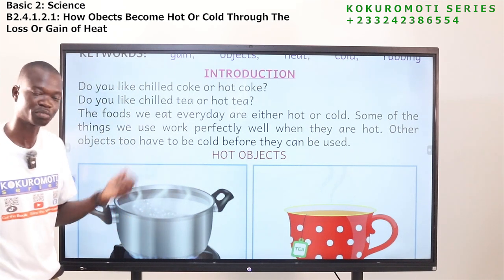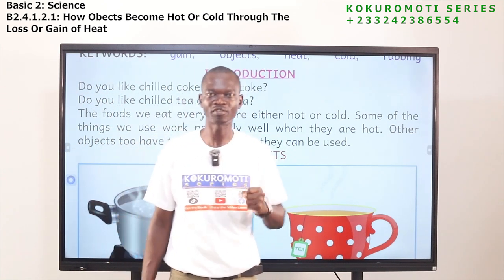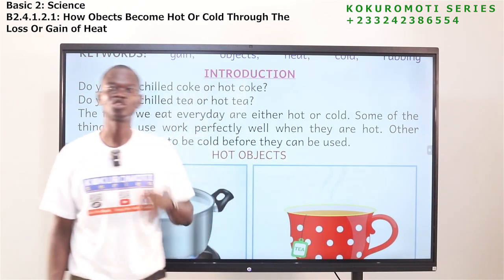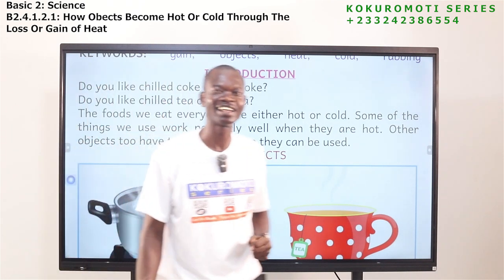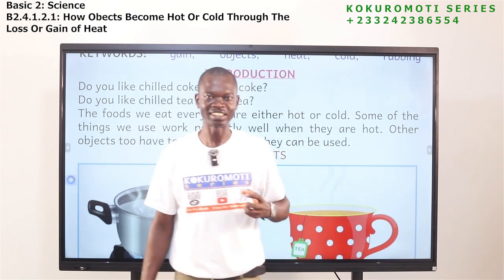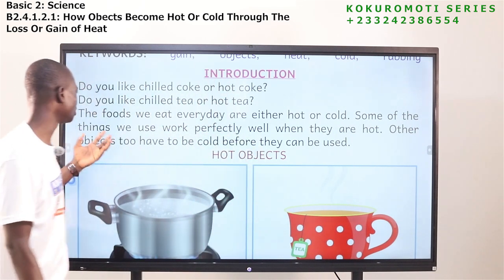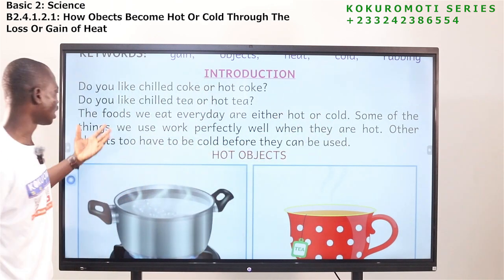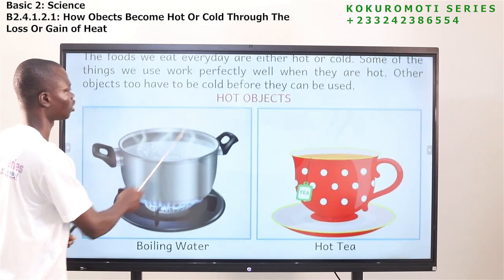For example, before the iron can work perfectly for you to be happy, it needs to be hot, right? You have Fanta. You want to enjoy the Fanta. Before you can enjoy the Fanta and feel happy within, you need to chill it. It needs to be cold, right? So we are saying that some of the things that we use work perfectly well when they are hot. Others too have to be cold before they can work perfectly.